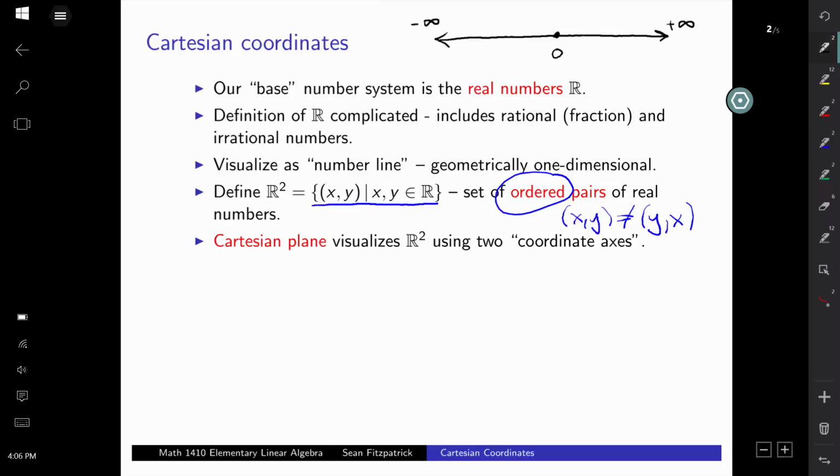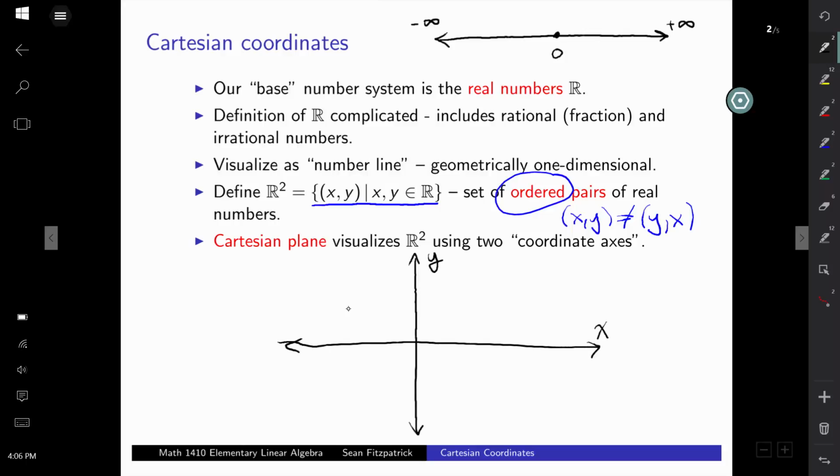And the way we like to visualize these things is we think of each of these two real numbers as giving you a point along some number line. And so we have two axes, right? You have an x-axis, you have a y-axis, and the convention here is that the x-axis increases from left to right, so this is the positive direction, this is the negative direction. The y-axis increases from bottom to top, so this is negative, this is positive, and they meet at the common 0. So where they cross is the 0 value for both x and y.